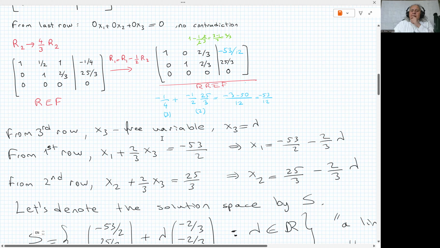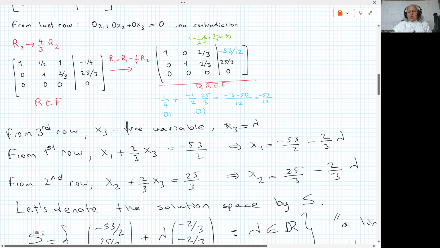That is, let's say x3 is equal to lambda. Then from the first row, we have x1. So we are going back to the matrix multiplication case. We have this row, we are multiplying with the column x1, x2, x3. This time x1, x2, x3 gives us x1 plus x2, 0, 0, x2 plus 2/3 x3 is equal to minus 3/12. So that's the first row. From the second row, 0 x1, 1 x2, 2/3 x3, which is this guy, which is equal to that one.